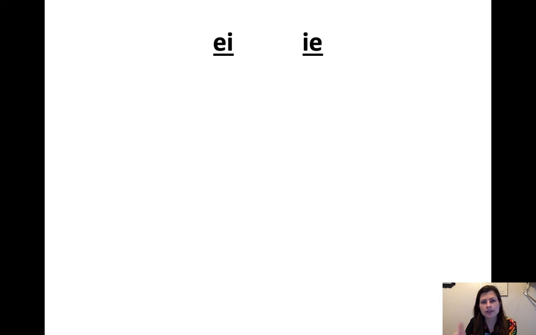Then we have, these are very tricky diphthongs. We have EI, which is I, and then IE, which is E. So we'll compare Wein, Wien. So Wein is, of course, wine, and then Wien is Vienna. Wein, Wien.